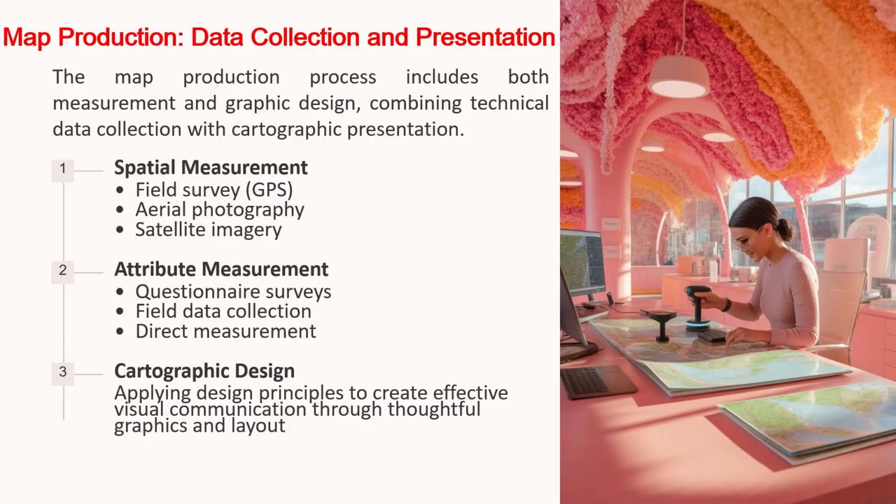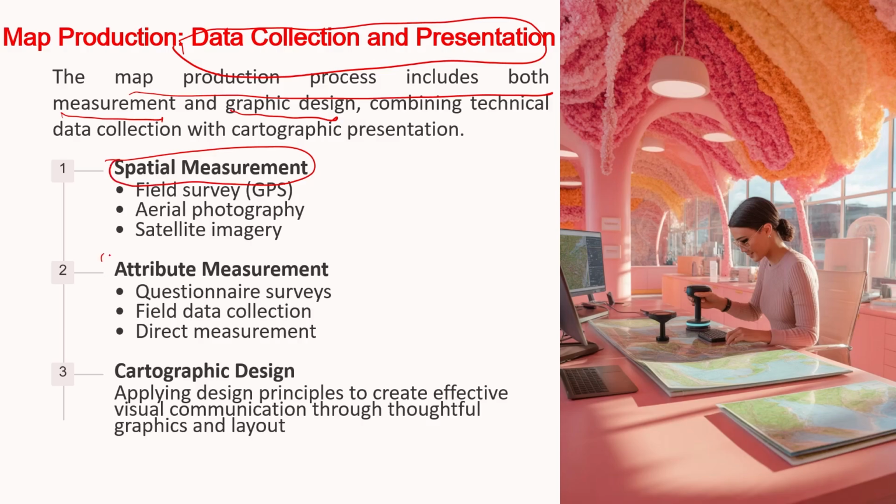Finally, map production. We are going to produce using these steps, you produce your map, from data collection to presentation. Map production includes both measurement and graphic design, combining technical data collection with cartographic presentation. So, we have two things, number one is spatial measurement, number two is attribute measurement.